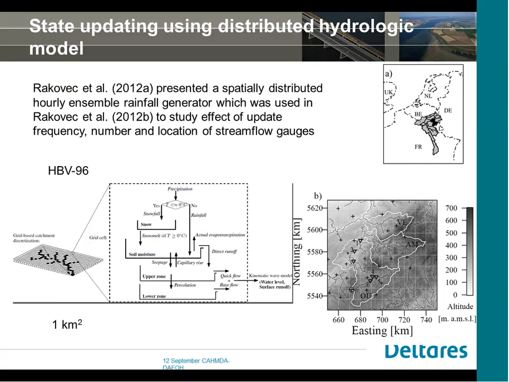We used the HBV96 model. We used the calibration, which is uniform over the whole basin, used by the Dutch government. So basically it's a copy of the Dutch model for the Ourthe basin, except that we replace the Muskingum procedure with a kinematic wave to route the water over the grid.